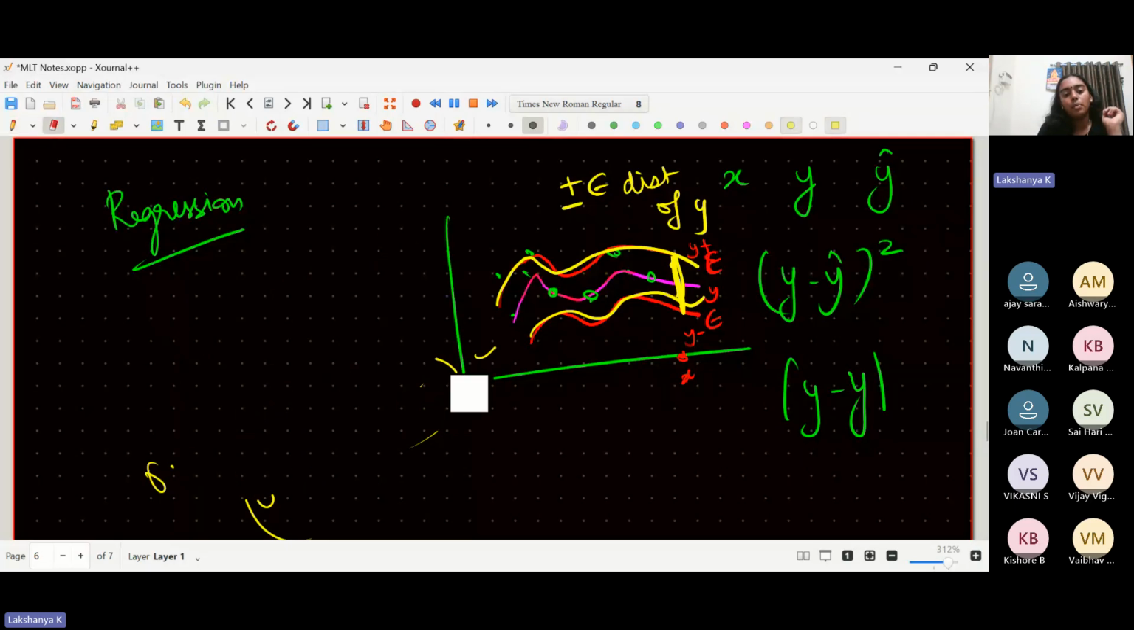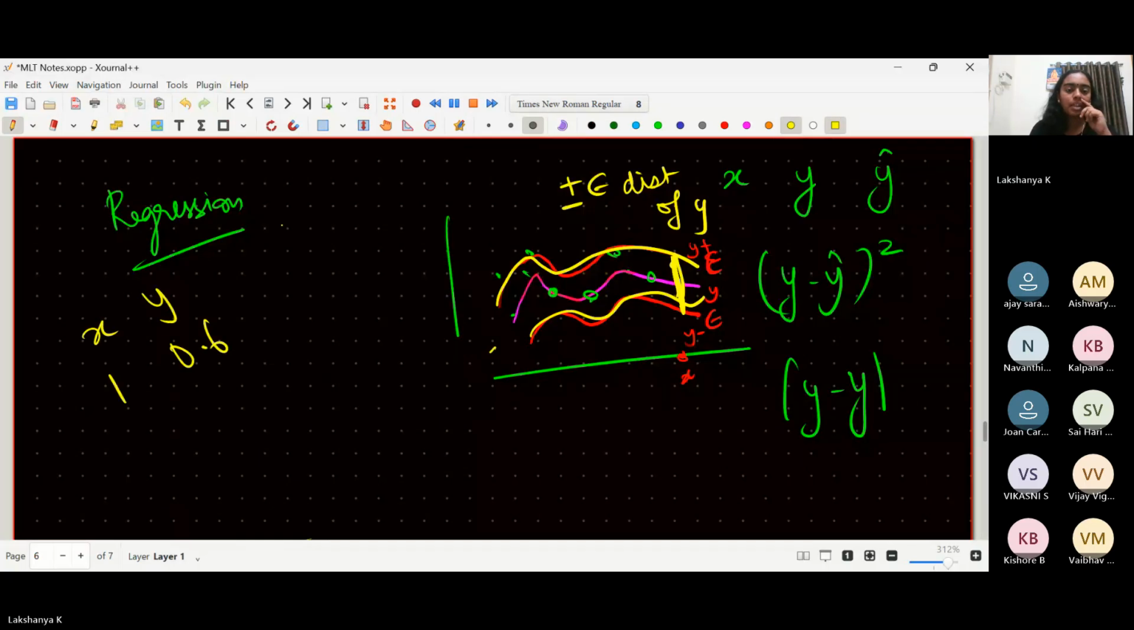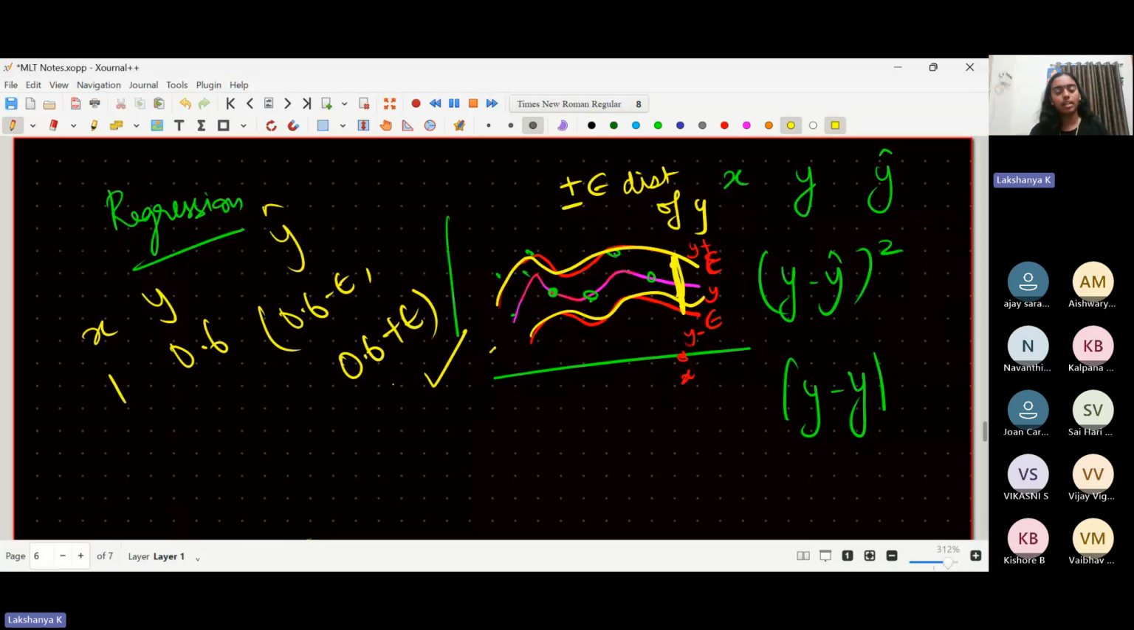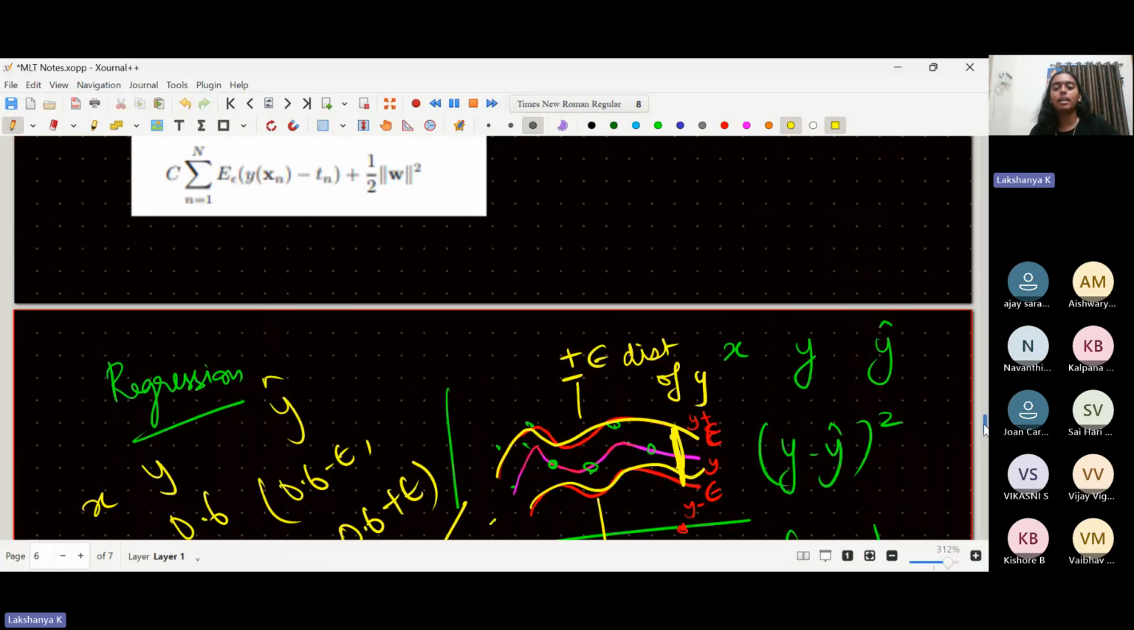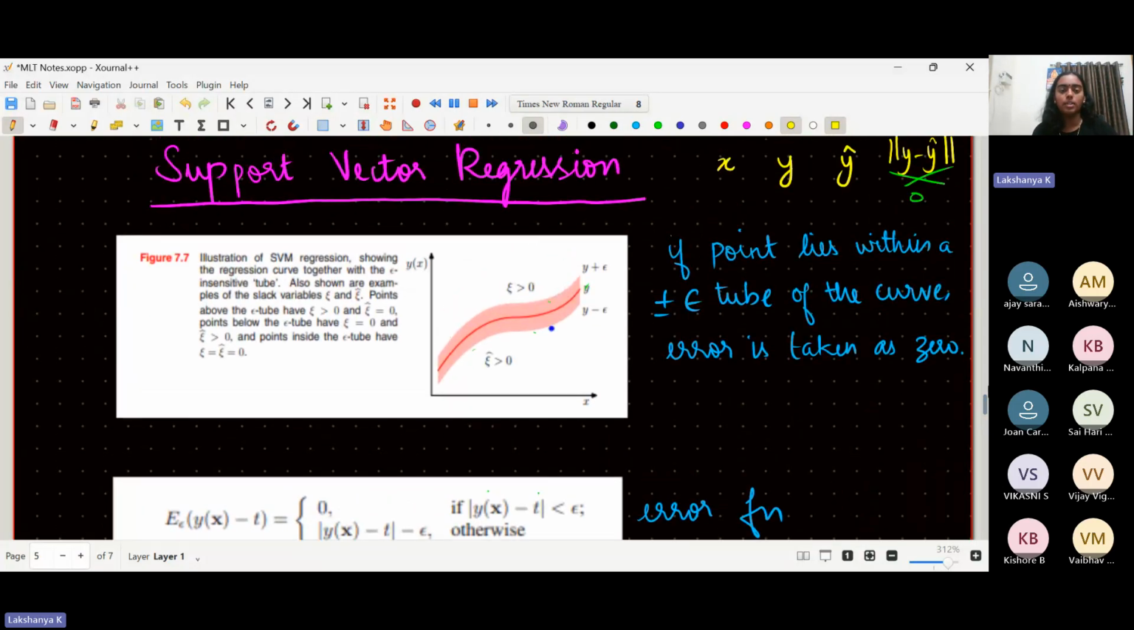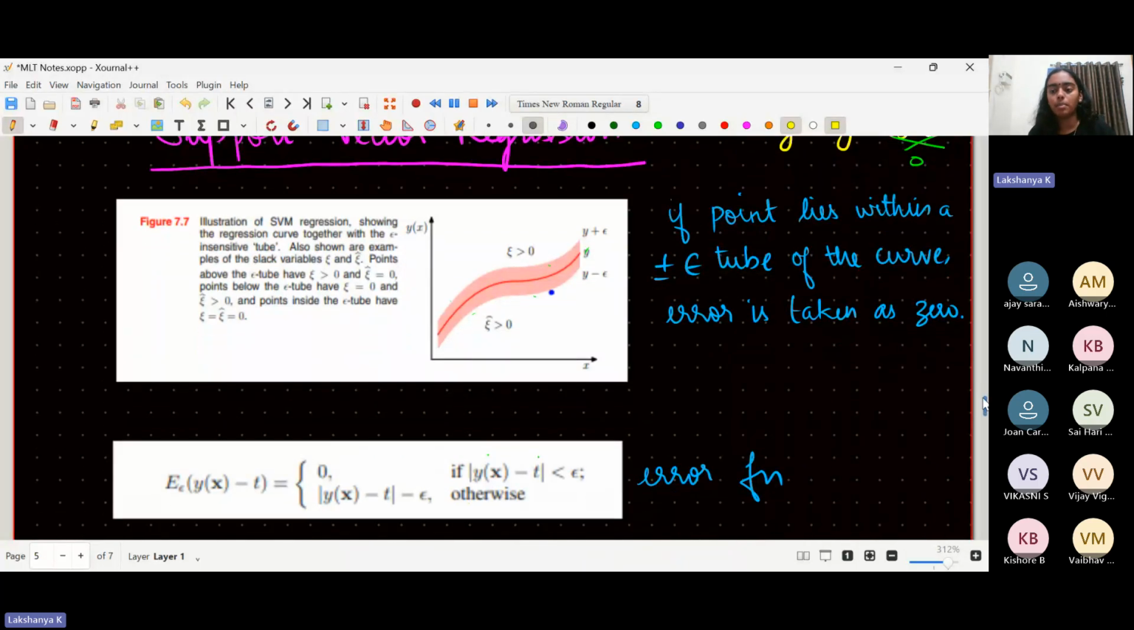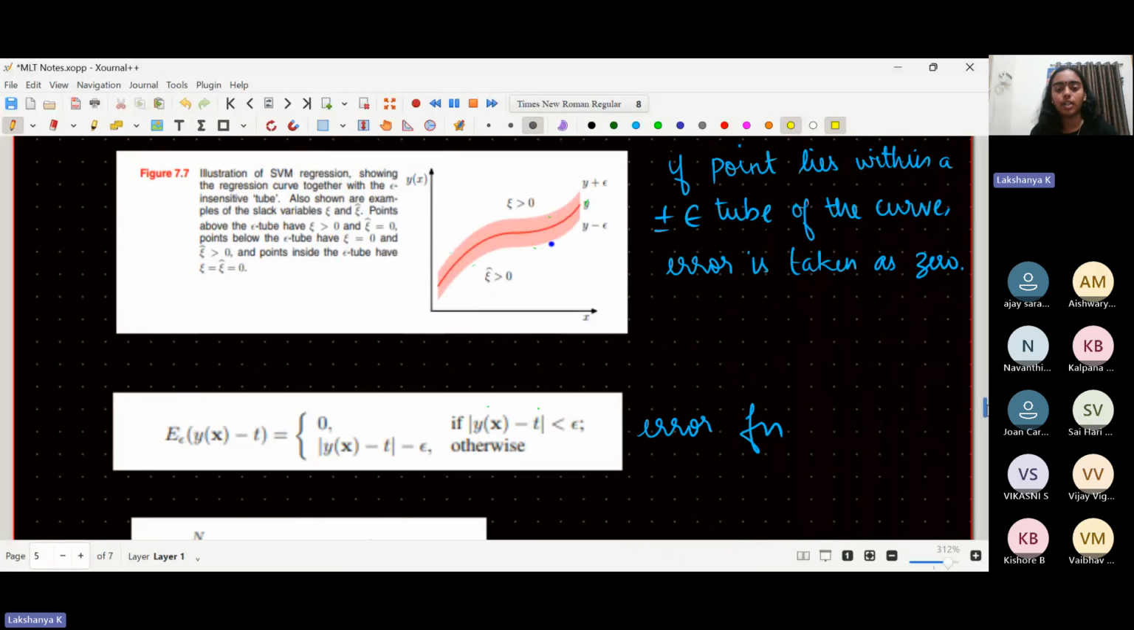So I've given you a point X. By regression, you're going to predict the value. The actual value is 0.6, but I'm telling you anything between 0.6 minus epsilon and 0.6 plus epsilon, I will accept as correct without any loss function. But if your value goes above or below that, then I'll say your value is not correct. There is some error. You have to compute the error, do your backprop or gradient descent, whatever, and update your weights. This is the idea of support vector regression.